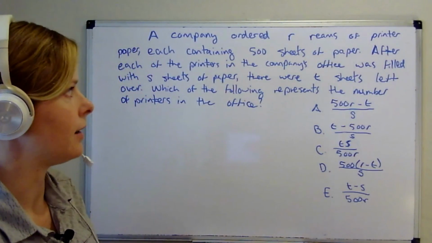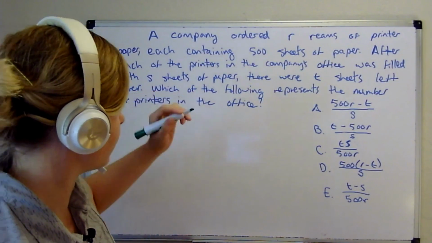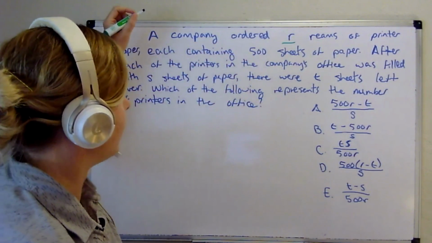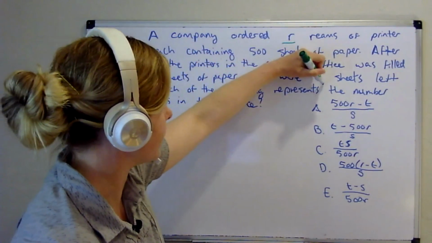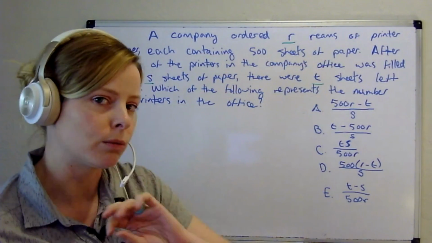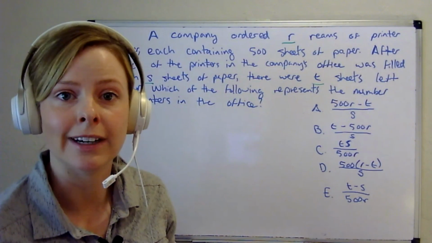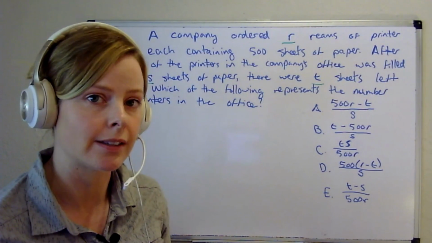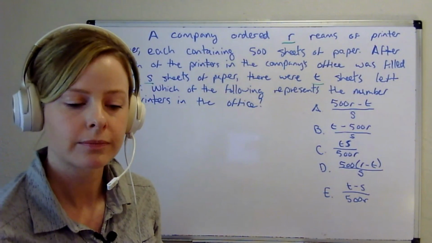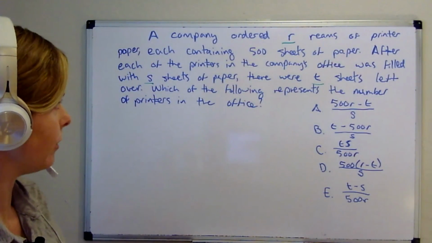The other thing that bothers people about questions like this is just the sheer number of variables we're working with. In the question itself, we've already got three variables: R reams, S sheets, and T sheets as well. That's a lot to keep track of, so right off the bat, we've got to be organized. That's going to be a big part of this question: staying organized as you work through all this information. So with that in mind, let's start at the beginning and start on our translation.